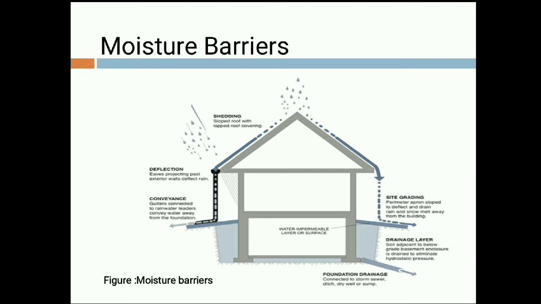Deflection eaves are provided past the exterior wall to deflect the rain. A gutter conveyance system is provided to keep the moisture away from the structure. Site grading means a proper slope is provided at the periphery of the structure so that water goes away from the building, and underground drainage is provided so that the water table doesn't stay below the structure for a longer period of time. Such kind of moisture protection we can use in case of any kind of structure where the amount of expansive soil is more.